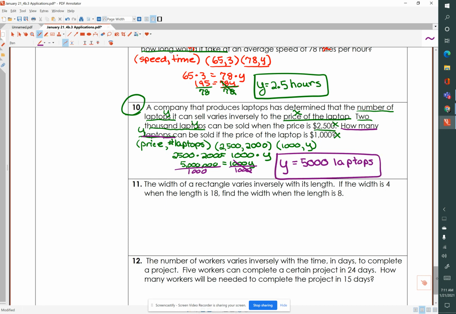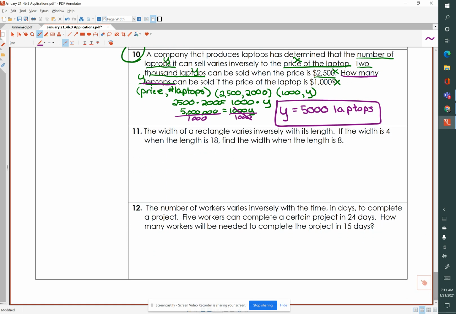So go ahead and try to identify what's going on in number 11 and 12. See how far you get on your own and then come back to the video.